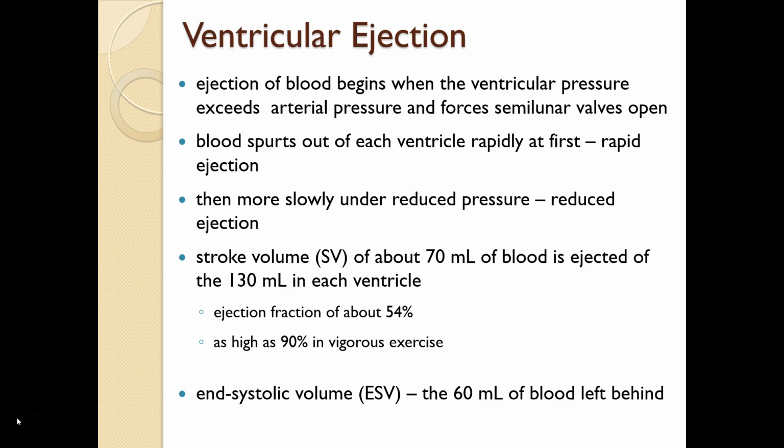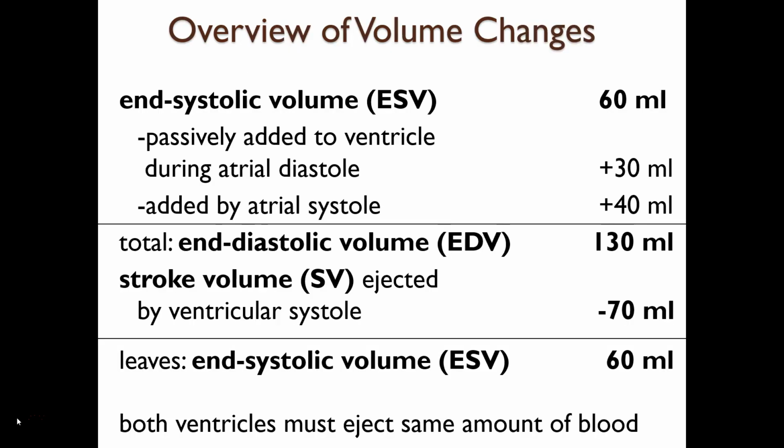So more blood is going to be forced out per contraction during exercise. Okay, so this is just an overview of what we just saw. How much blood is in the ventricles at any given time here. At end systolic volume, you have 60 milliliters in the ventricles.